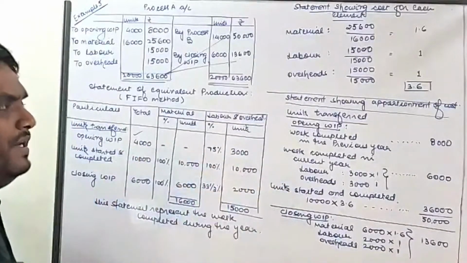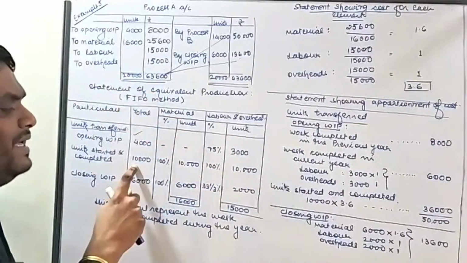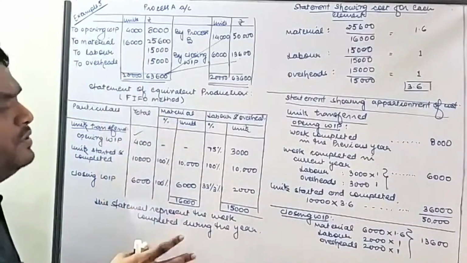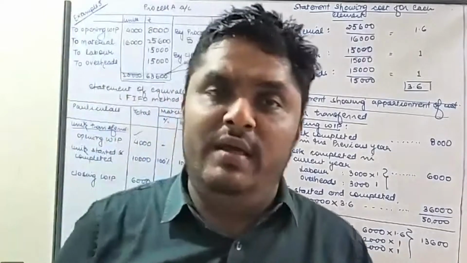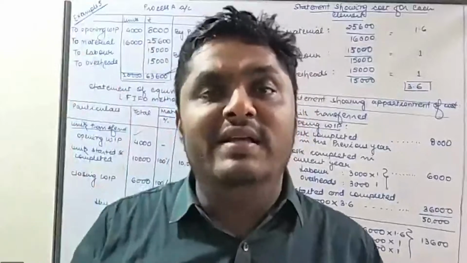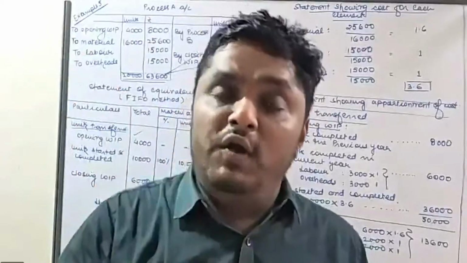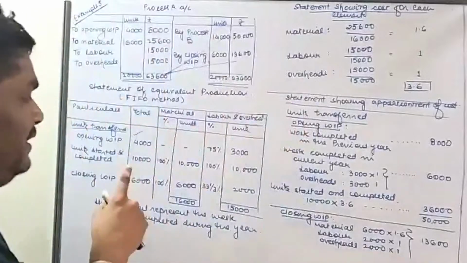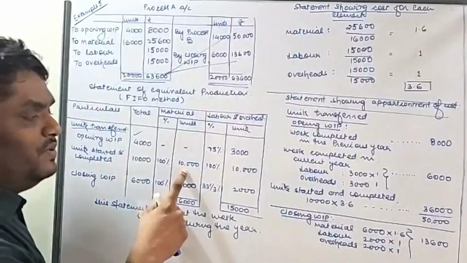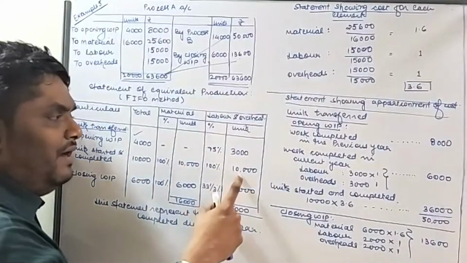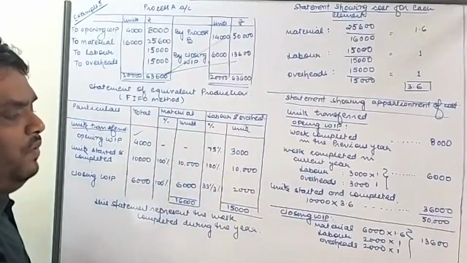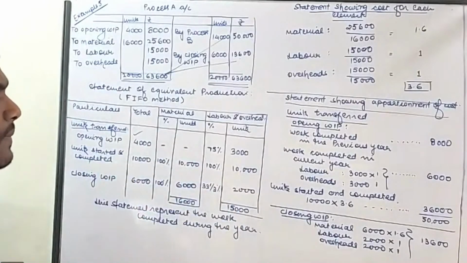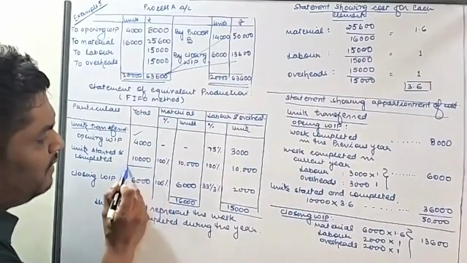So opening work in progress is clear. Now the balance 10,000 units are transferred from the inputs, and those from fresh inputs. It means 100% work is done during the year, because when talking about the units transferred, they are 100% processed. So 10,000 units were 100% processed in respect of material and 100% in respect of labor and overhead. So this is all about the units that are transferred.